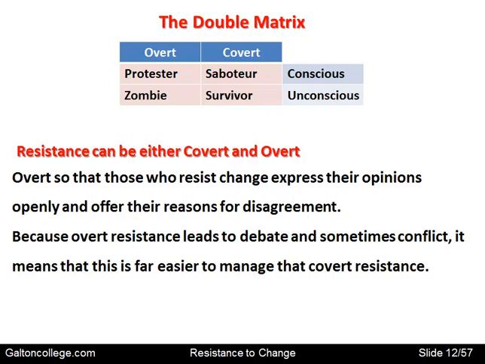Because overt resistance leads to debate and sometimes conflict, it means that this is far easier to manage than covert resistance. Covert resistance is difficult to manage because it's difficult to know who's doing it and what's been said, and it's just creating a bad atmosphere. But overt resistance is in the open. And as I said, there could be actually a positive side to it.